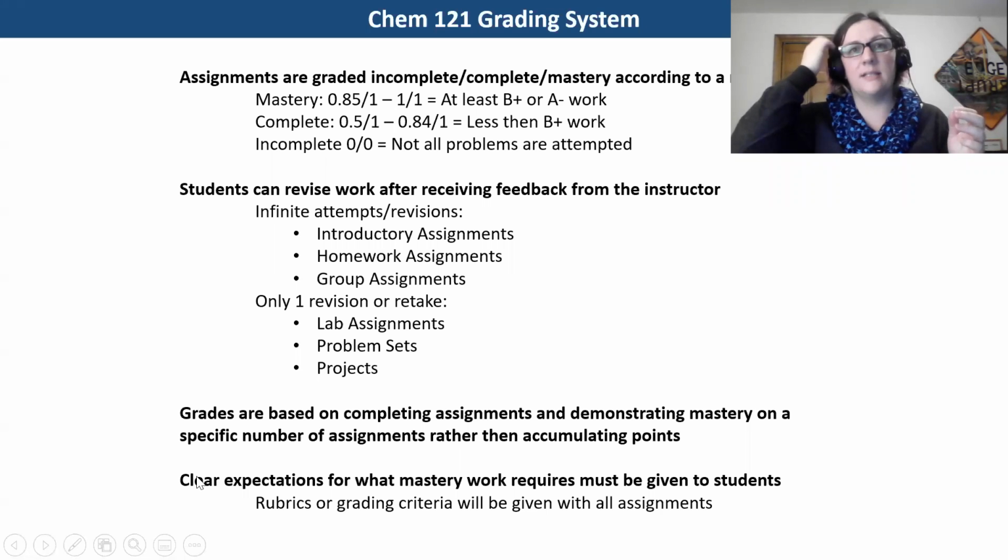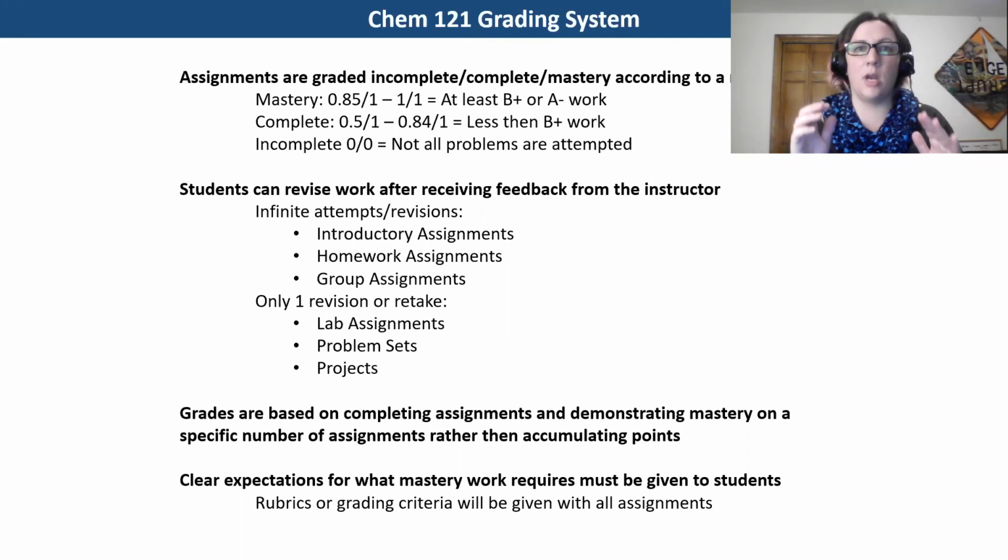For our grading system, assignments are going to be graded as either incomplete, complete, or mastery. Those are the grades you can get. And it'll look in Canvas like either an I for incomplete, which will be coded as a 0, C for complete, which would be coded as a 0.5, and an M for mastery, which would be coded as a 0.85. These points don't really mean anything. It's just that Canvas can't handle letter grades without a numeric thing.